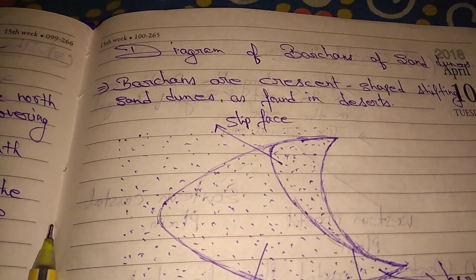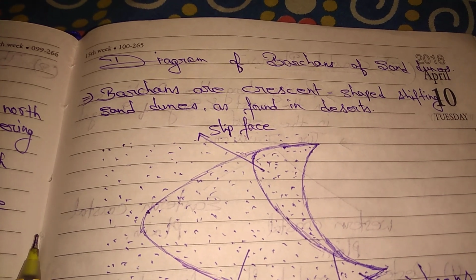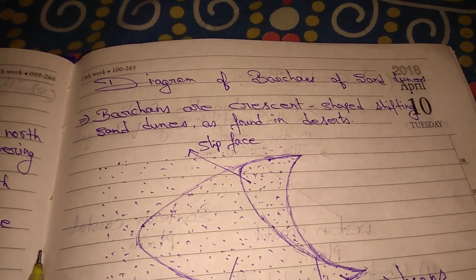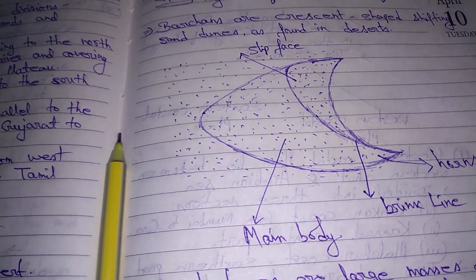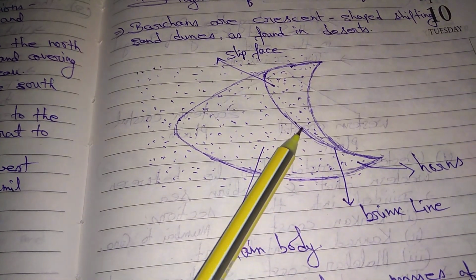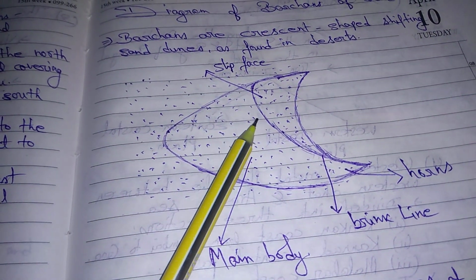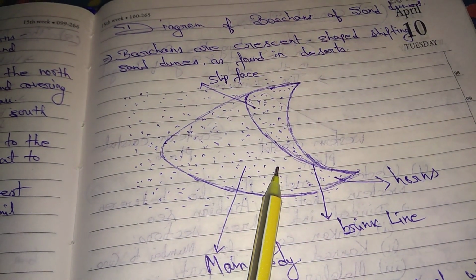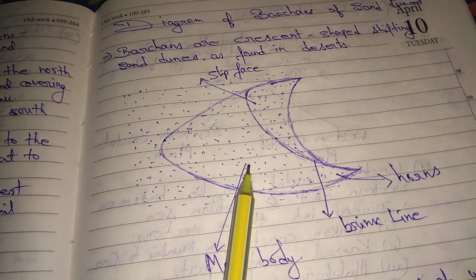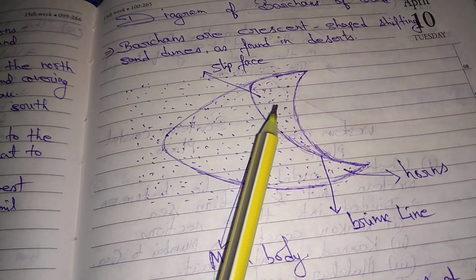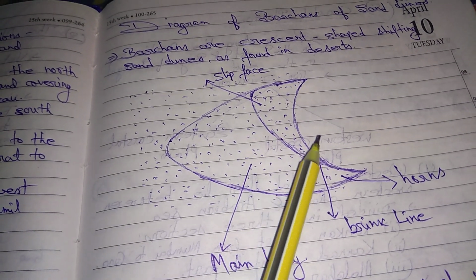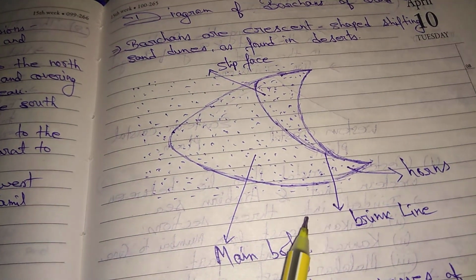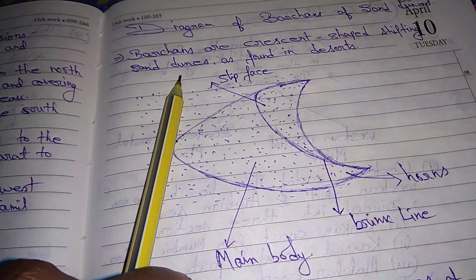Actually, barchans are crescent-shaped shifting sand dunes and are mostly found in the desert. Here, this shape is called the crescent shape, and such shape-like features, typically found in the desert area, are called barchans. Here, this region is called the slip face. Here this is called the brink line. This is called horns, and this is the main body of the barchan.